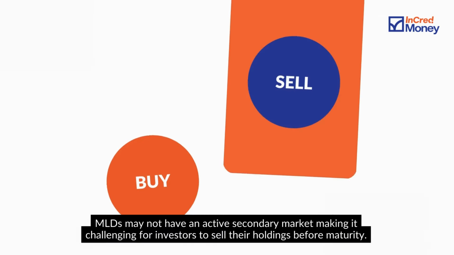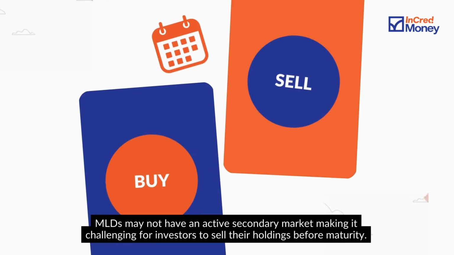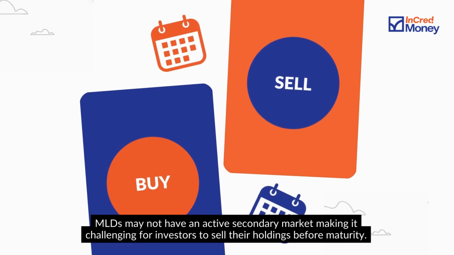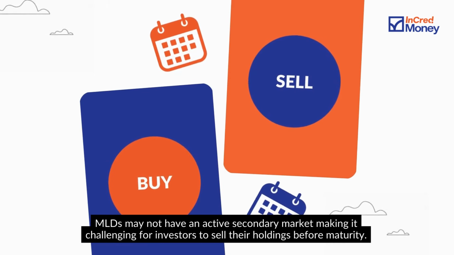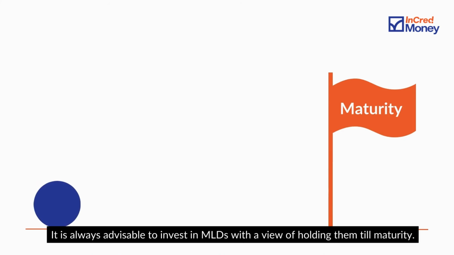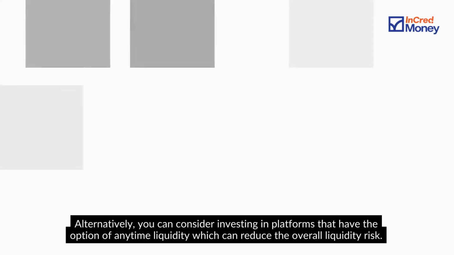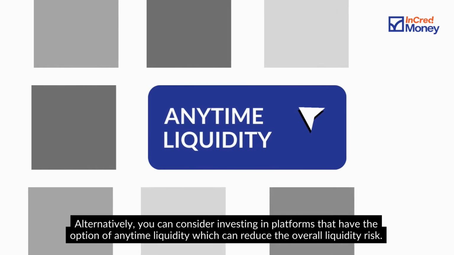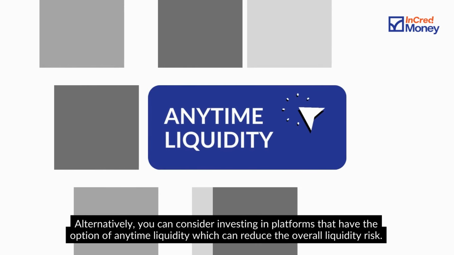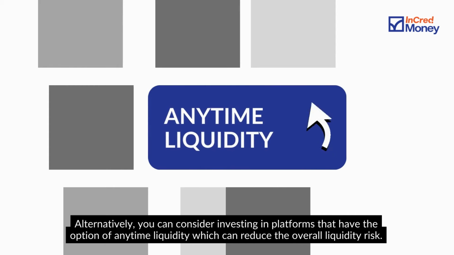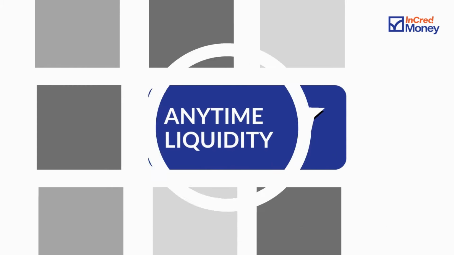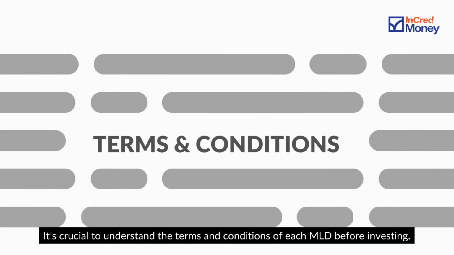Liquidity risk. MLDs may not have an active secondary market, making it challenging for investors to sell their holdings before maturity. It is always advisable to invest in MLDs with a view of holding them till maturity. Alternatively, you can consider investing in platforms that have the option of anytime liquidity, which can reduce the overall liquidity risk. It's crucial to understand the terms and conditions of each MLD before investing.